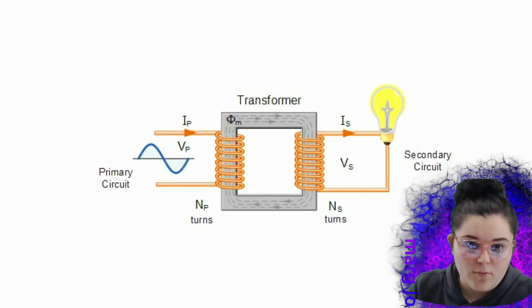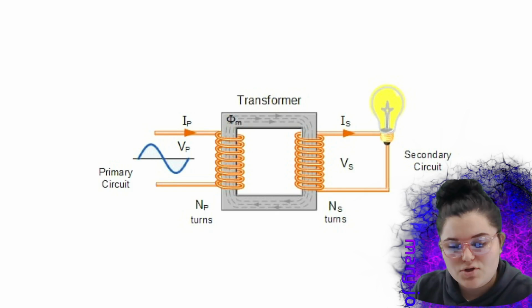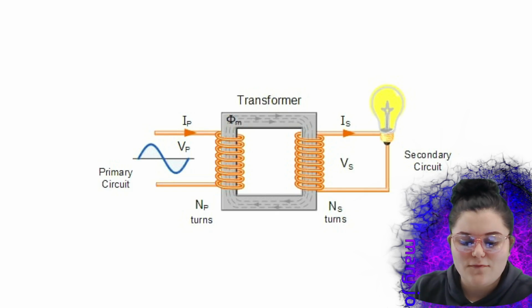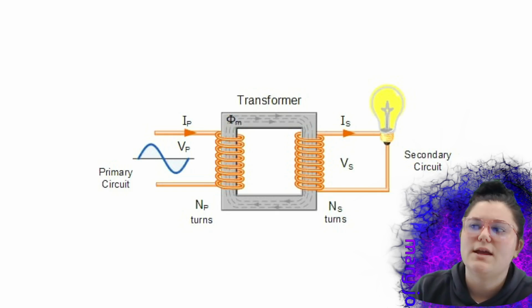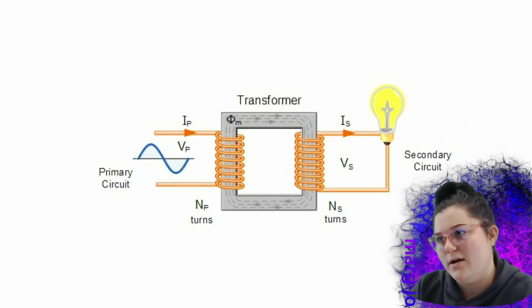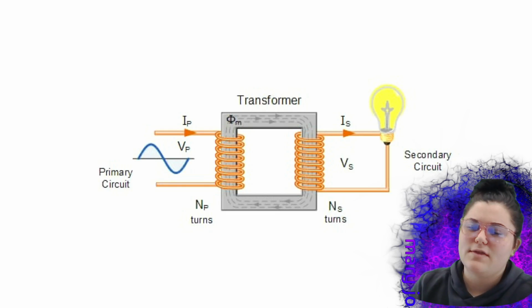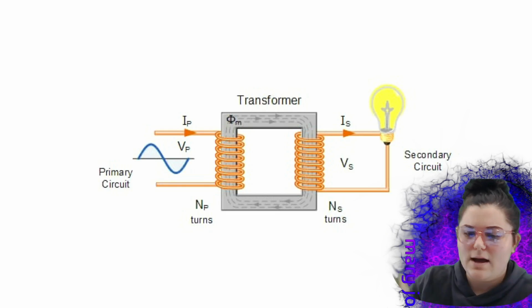For example, you have a step up transformer. That means that twice the voltage is induced on the secondary. The turns ratio would be 1 to 2. So on the left side, on the primary winding, there would be fewer turns than on the secondary winding. So it would be thinner on the left, thicker on the right.